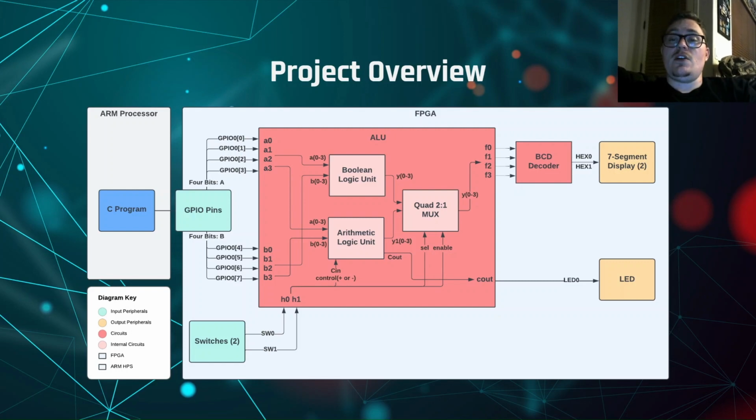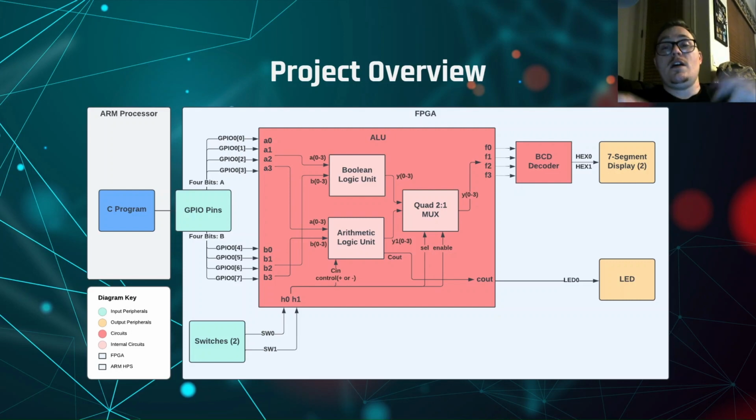in the top right you'll see our BCD decoder, which originally supported up to 0 to 9 for the hex display, but now it supports two 7-segment displays, that being 0 to 15.